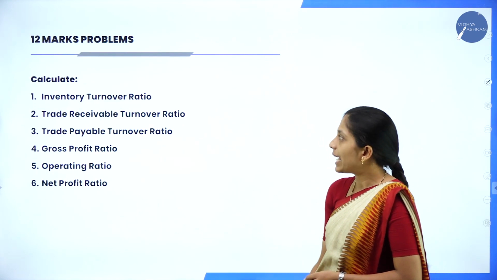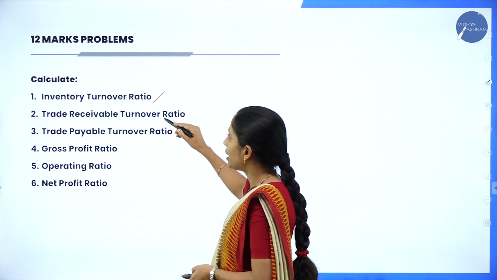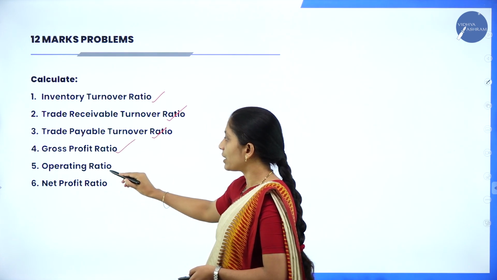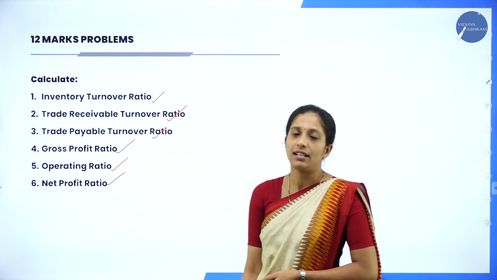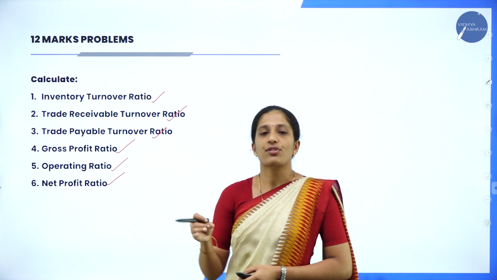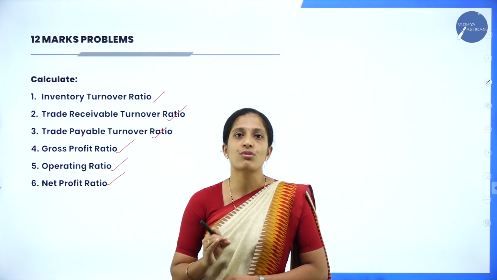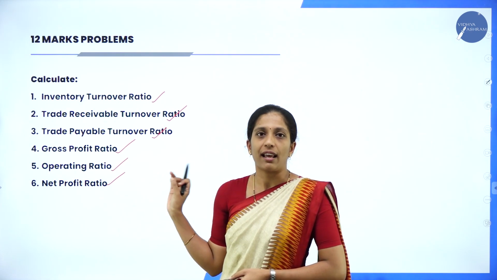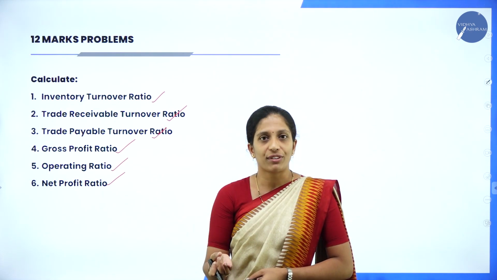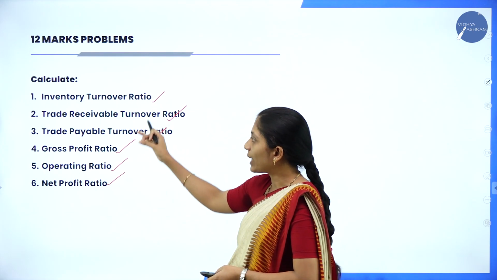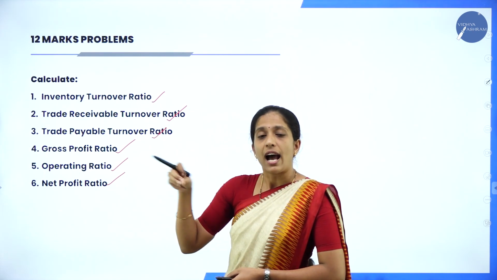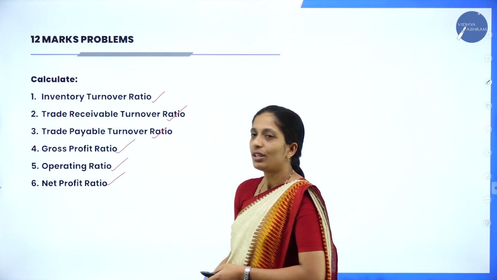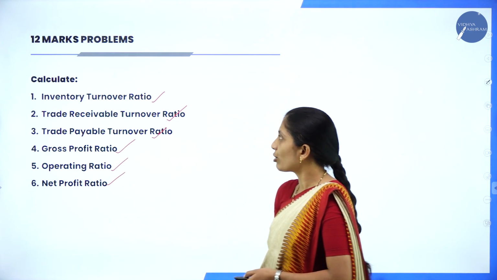Now they have asked us to calculate inventory turnover ratio, trade receivable turnover ratio, trade payable turnover ratio, gross profit ratio, operating ratio as well as net profit ratio. Usually if you see your previous year question papers, most of the time they have asked these 6 ratios. So go through that carefully, whether they have given a profit and loss account and asked us to calculate these ratios, how to calculate, as well as if they give a trading profit and loss account and balance sheet, then how to calculate. Okay, so let us see the solution here.